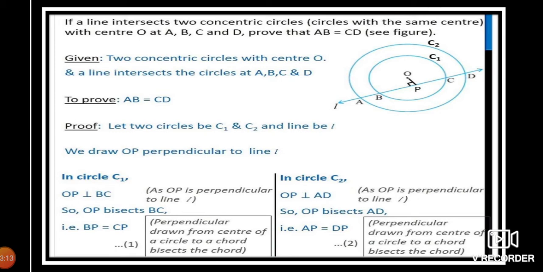Students, observing carefully, where is the AB and where is the CD. This distance we want to prove they are equal. Let us look at the proof step by step. Let the two circles be C1 and C2 and the line be L. We draw OP perpendicular to line L. Observing perfectly and carefully, in circle 1, OP is perpendicular to BC.